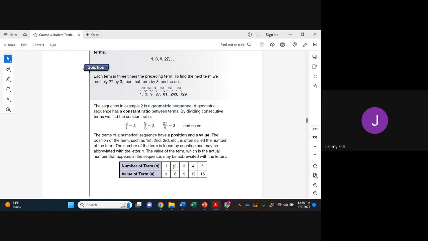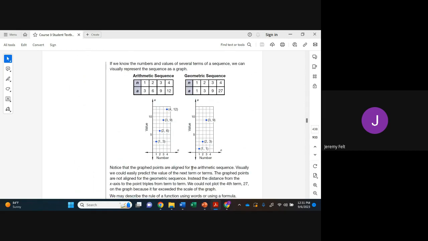Our first term, our second term was, okay, this is looking at a different one. The value for this would be 6, the third 9, the fourth 12. So for our arithmetic one that we were looking at, 1, 2, 3, 4 and 3, 6, 9, 12, we could plot those. It's going to be linear because it's going up by 3 each time.